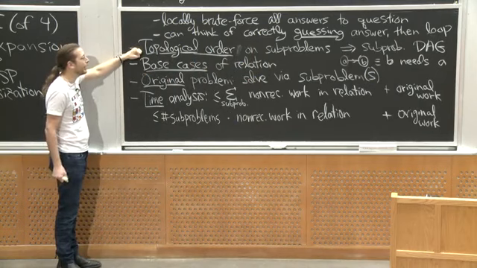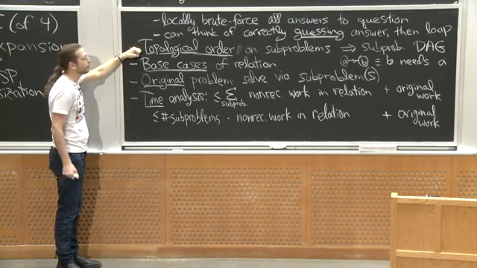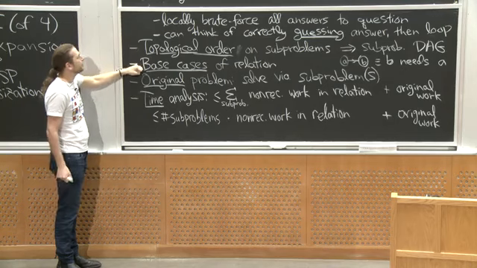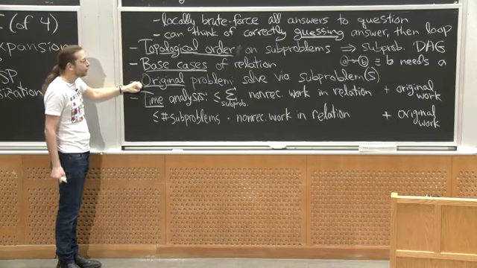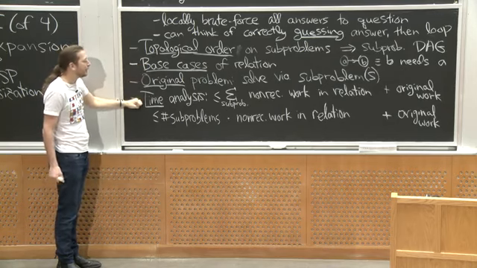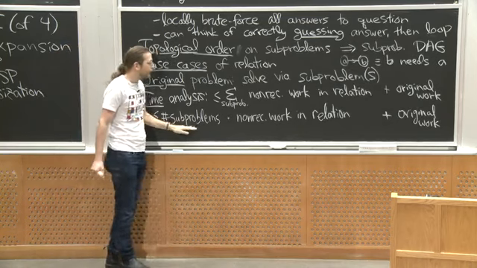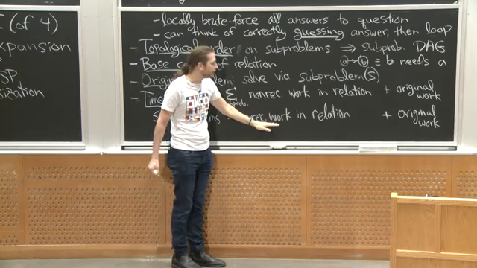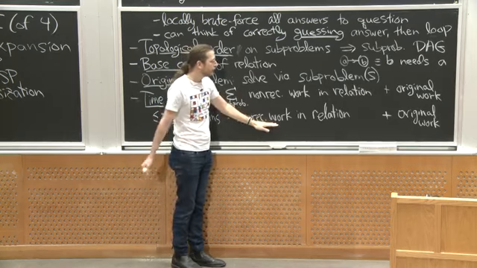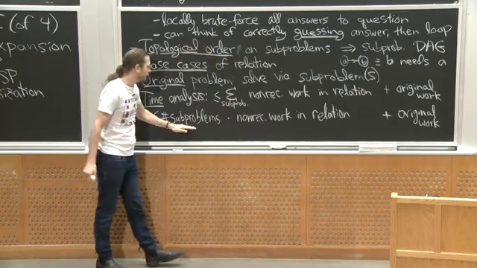We get a subproblem DAG. And I like to specify an explicit topological order to make that clear. We have base cases for the relation. We have to solve the original problem in terms of these subproblems. And then we analyze the running time, usually as the number of subproblems times the non-recursive work in the relation. So recursion is free because we're multiplying by the number of subproblems.